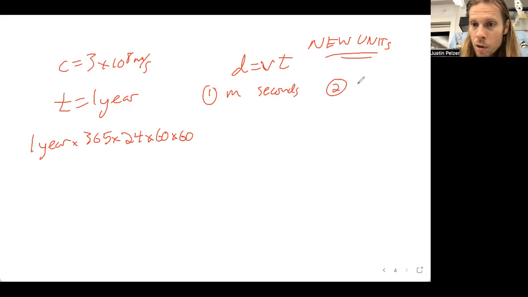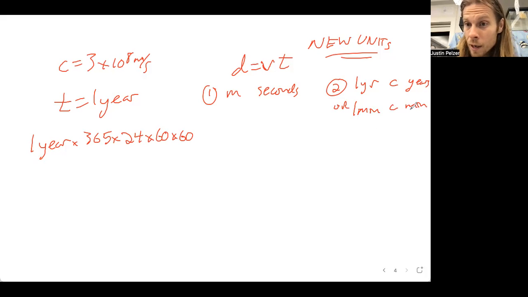Units number 2, we have light years, speed of light, and years. Or light minutes, speed of light, and minutes. Or light hours, speed of light, and hours. You can talk about it in terms of the speed of light. This is L, by the way. L, Y, R, c, years, light years.